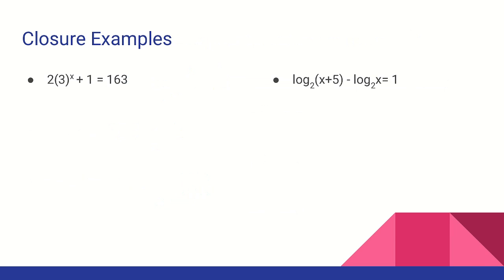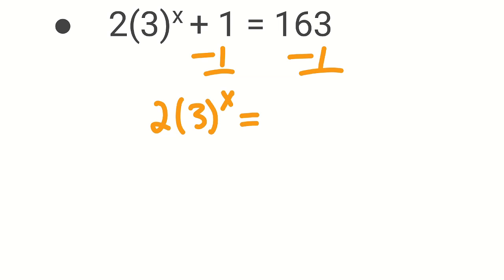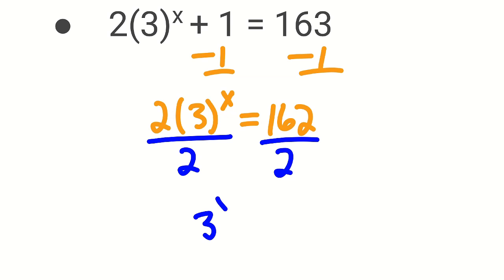So before you get away from me today, we're going to go through a couple practice problems. I'm going to zoom in on this first one. In order to isolate our x, it's in an exponent, so that means we're going to need to use a logarithm eventually. But first, we need to subtract 1 from both sides. So we get 2 times 3 to the x power is equal to 162. Now, since this is multiplication, the inverse operation of multiplication is division. So now we have 3 to the x is equal to, well, 162 divided by 2 is 81.